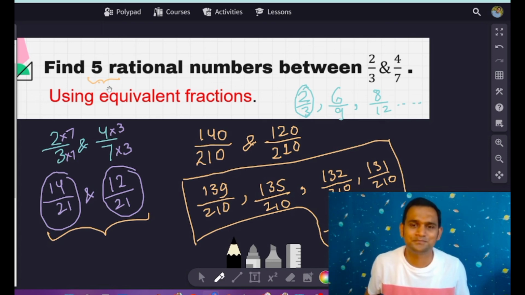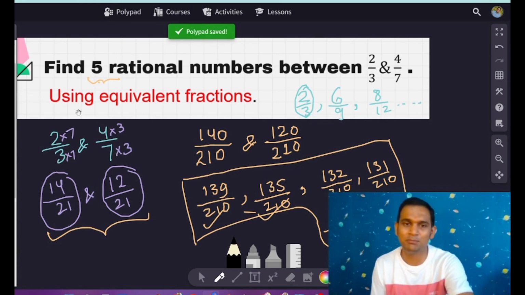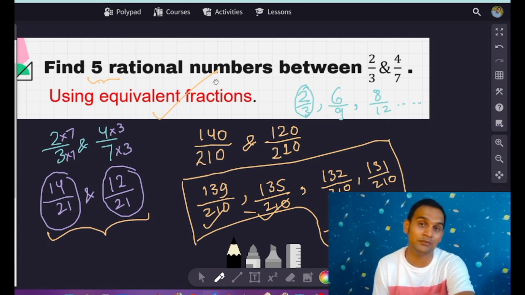You can find so many numbers. Between 140 and 120 there are 19 different numbers. You can write any number which is between them. So 139 by 210, 135 by 210, it could be 133 divided by 210, and all similar numbers. I hope this is clear for all of you, and I hope these two processes make sense, right? Most of the time we take help of equivalent fractions because the midpoint method becomes a little bit complex when we are dealing with fractions. So that's your wish. Whatever you feel comfortable with, you can use that method.